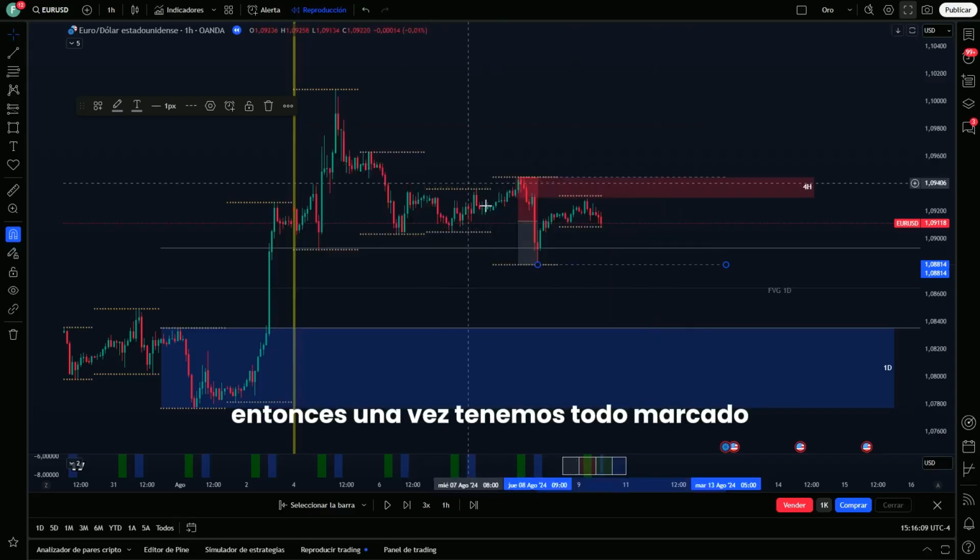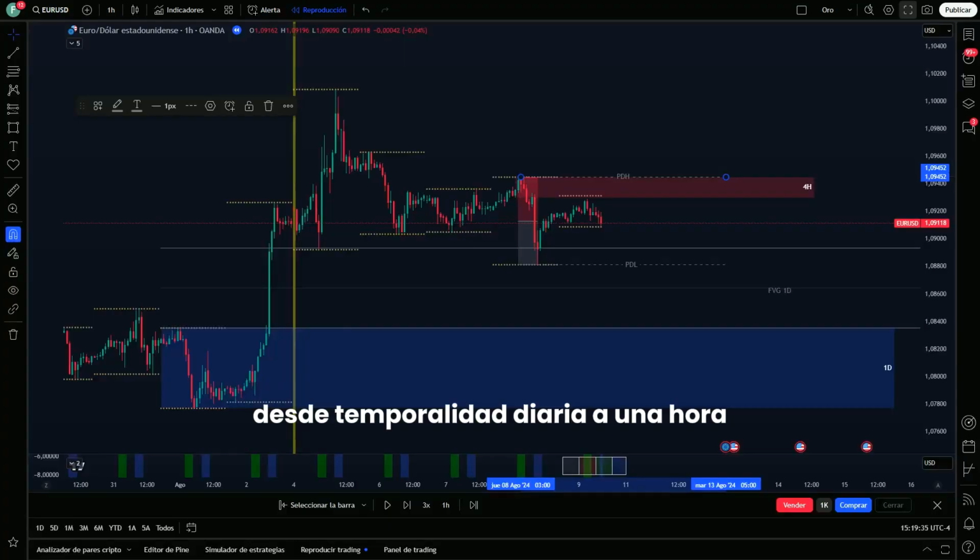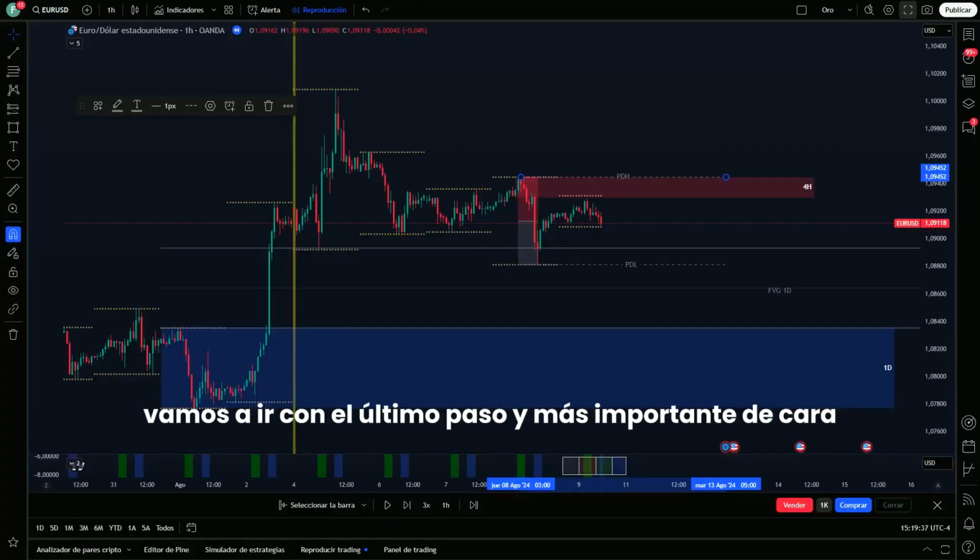Once everything is set from the daily to the hourly time frame, we'll move to the final and most important step.